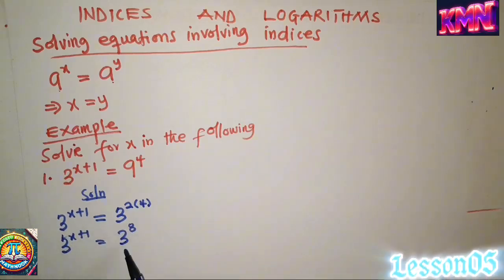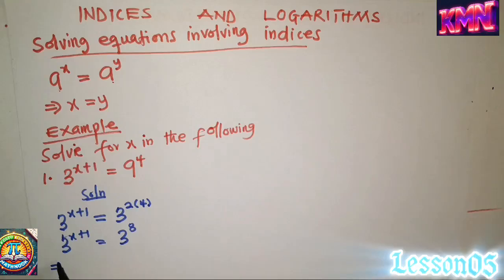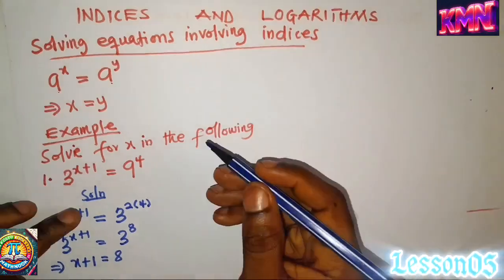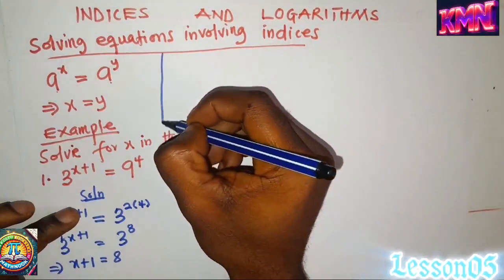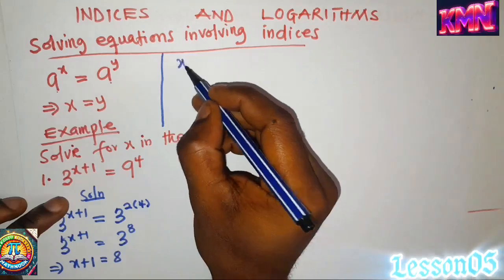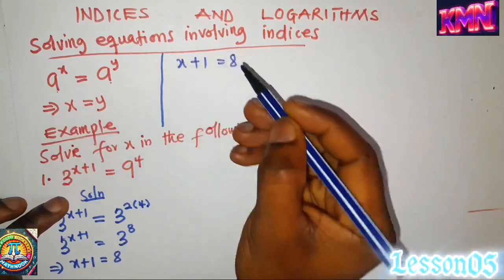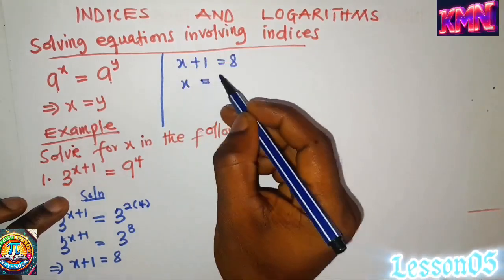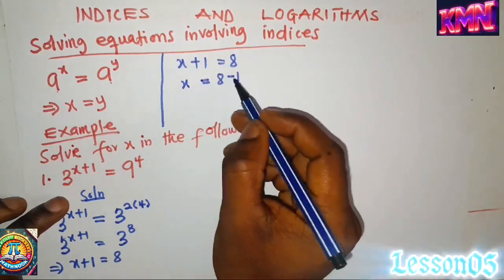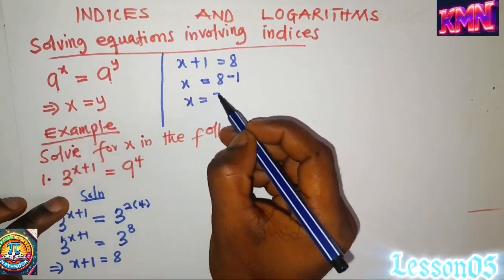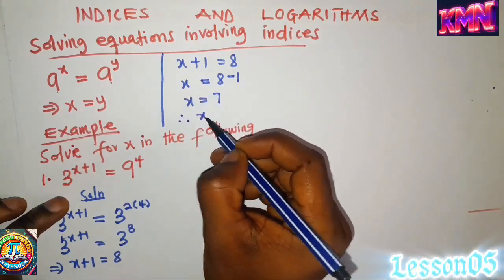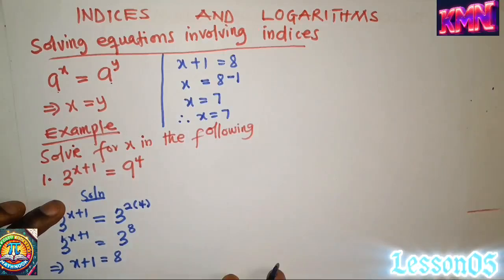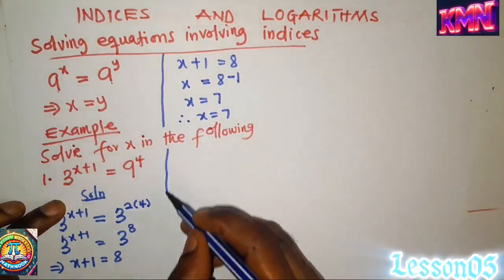Now that the bases are the same, you can easily say that this implies x plus 1 is equal to what? 8. Then we solve for x. So to solve for x, we have x plus 1 is equal to 8. We have to move this 1 there, and that will be 8 minus 1. When it subtracts, we are going to get x to be what? 7. So therefore, our x is equal to 7. I hope it's clear. So it's simple.